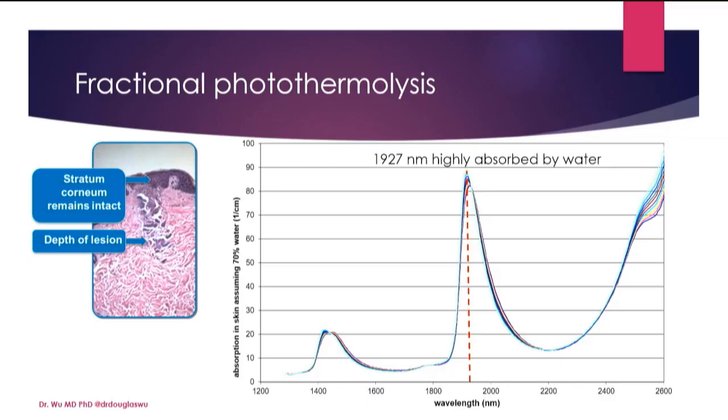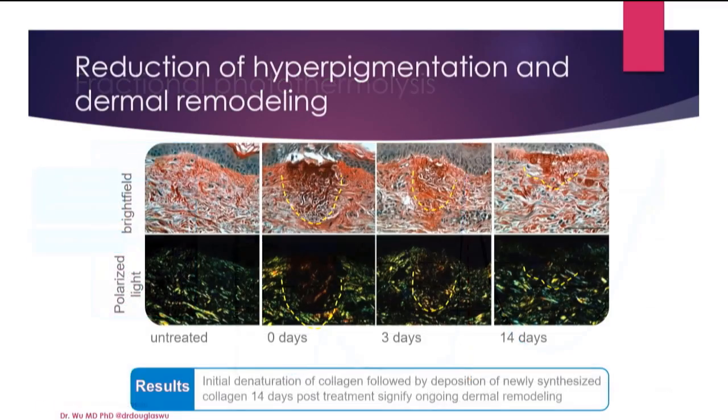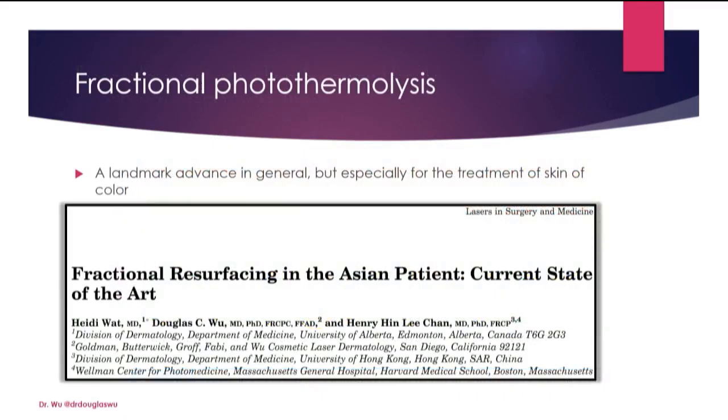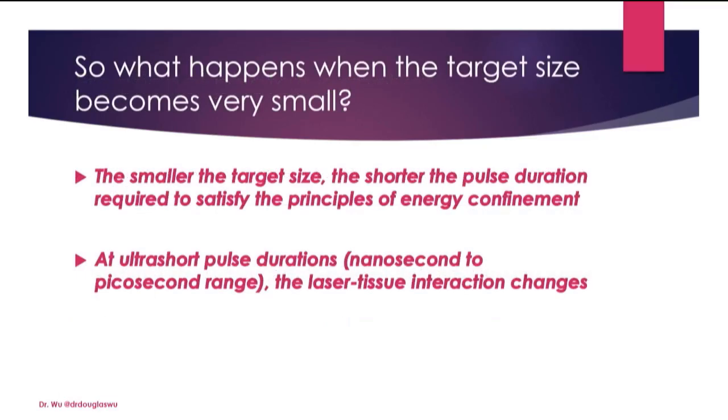One particular laser, for example, the 1927 nanometer thulium fiber and/or diode laser, is very highly absorbed in water. And we can get these fractional patterns of injury that result in minimal downtime, but generally improved skin quality. A couple of us put this together in a little review for Asian patients with fractional resurfacing.